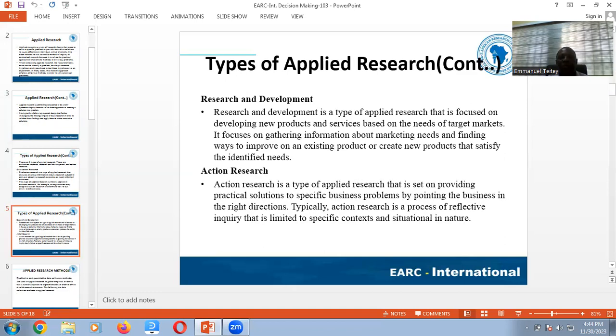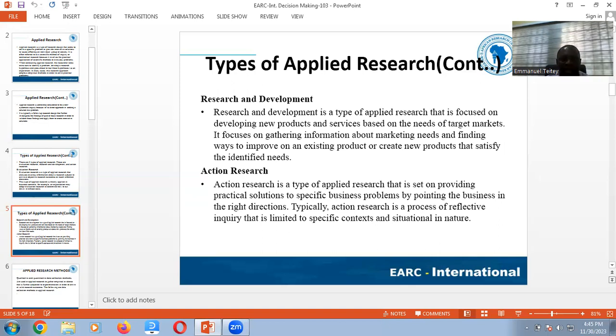Types of applied research continues. We have research and development. Research and development is a type of applied research that is focused on developing new products and services based on the needs of the target market. It focuses on gathering information about the marketing needs and findings, ways to improve on the existing product or create a new product that satisfies the identified needs.